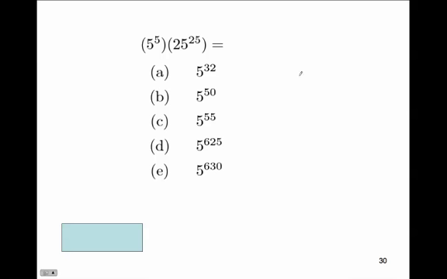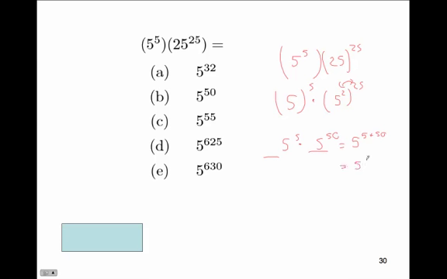In this problem here, you have 5 to the 5th times 25 to the 25th power. I'll write 25 as 5 to the 2nd, all to the 25th power. Using the power rule, that's 5 to the 50. Then you use addition because they're the same base, so it's 5 to the 5 plus 50, which is 5 to the 55.